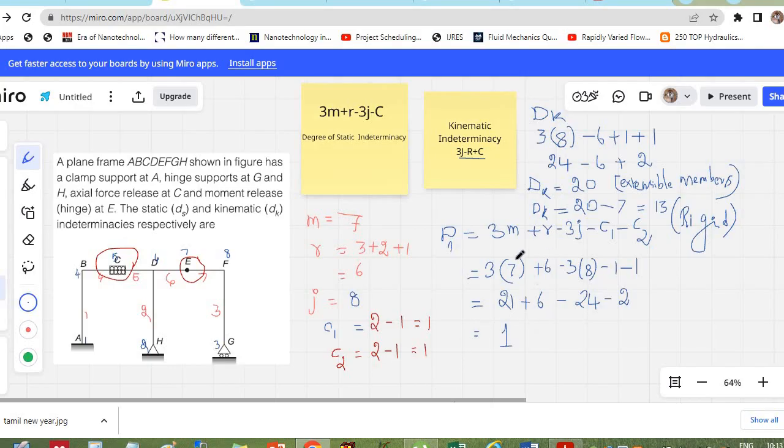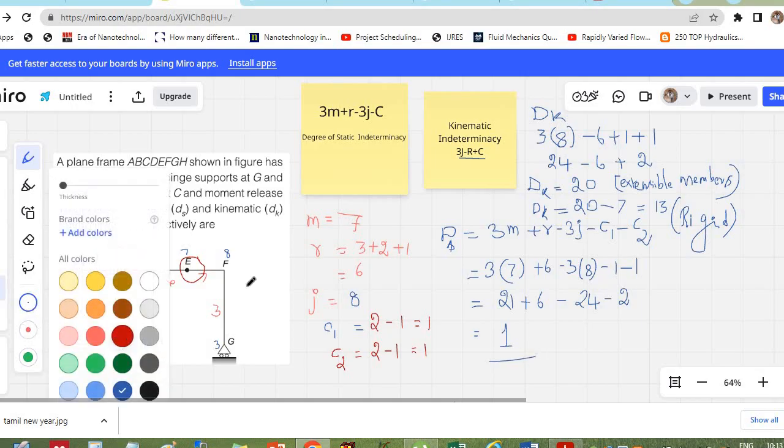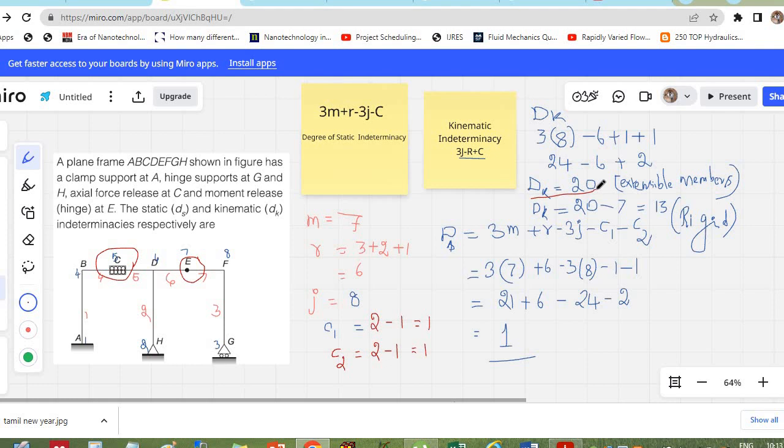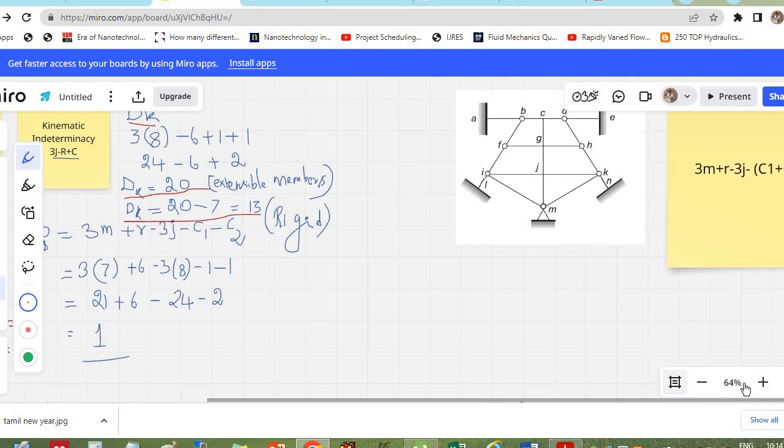So I hope you have understood how to calculate the static indeterminacy, which is 1, and how to calculate the kinematic indeterminacy for extensible members. The formula for kinematic indeterminacy is 3j minus r plus c. So this is how you are going to calculate the static indeterminacy and kinematic indeterminacy for these types of hybrid frames. Now we will move on to the next problem here.